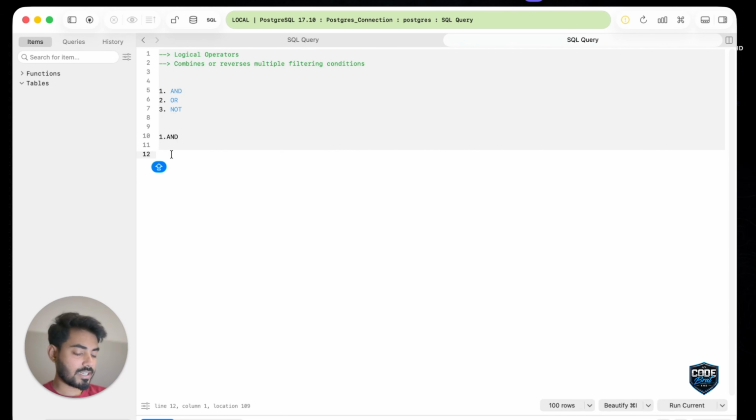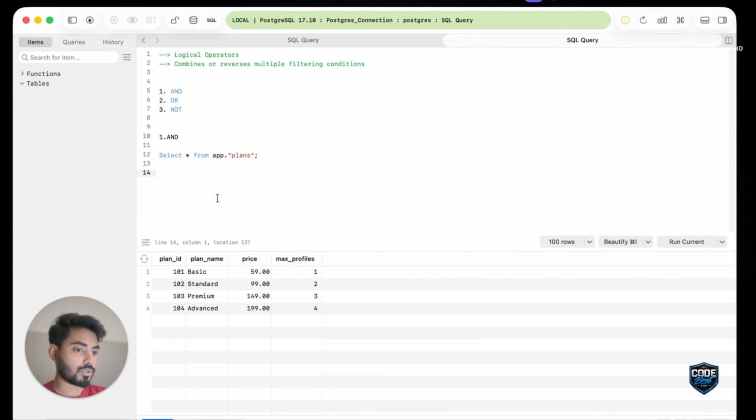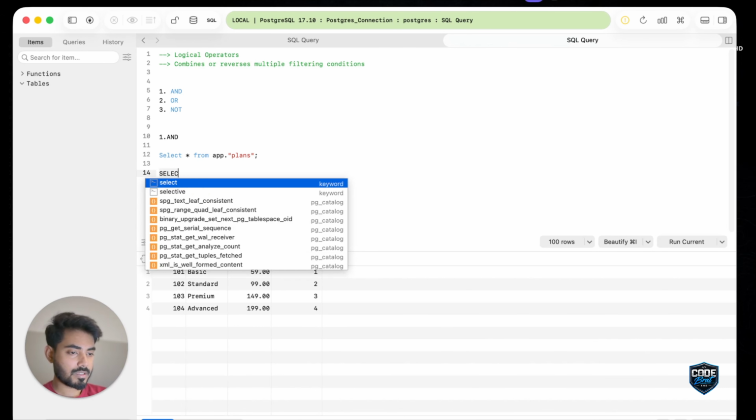We will understand this with an example. Let's take the plans table again. Select star from app.plans. Let's see what data is in this plans table. So we have 4 rows here, with plan ID, plan name, price, and max profiles. Now I want only those plans which have a price greater than 50 and less than 100. So how will we write this in SQL?